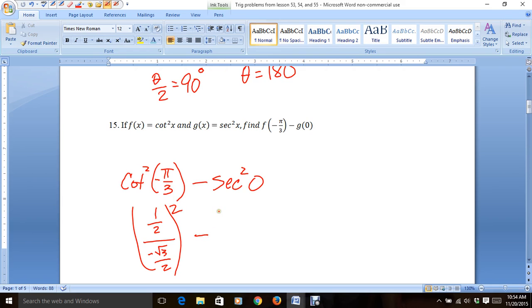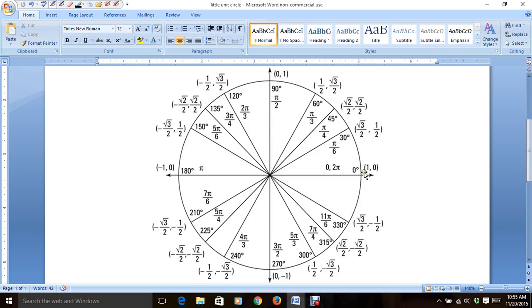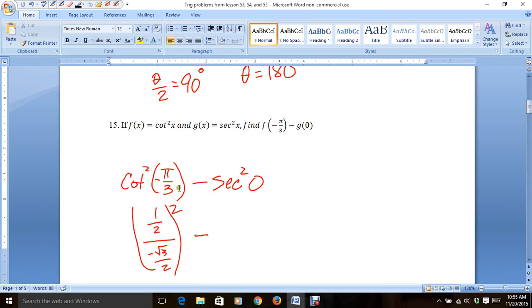And then secant squared 0, if we look at 0 degrees, and we're looking at secant is 1 over cosine. So it's 1 over 1. So that will be just 1. So secant squared 0 is 1 squared. Alright, so 1/2 over negative square root of 3 over 2 is just 1 over negative square root of 3, and if you square it, it's 1/3. So 1/3 minus 1 is equal to negative 2/3.